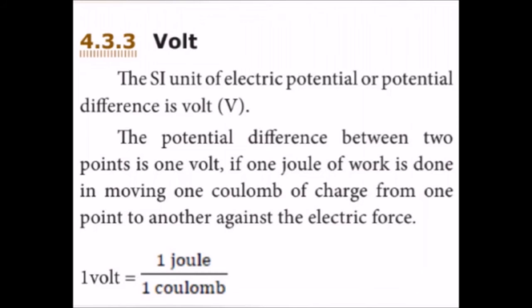The SI unit of electric potential or potential difference is volt. The potential difference between 2 points is 1 volt if 1 joule of work is done in moving 1 coulomb of charge from one point to another. Then 1 volt equals 1 joule by 1 coulomb. Potential difference equals work done by charge. Potential difference is expressed in volt, work done in joule, and charge in coulomb.